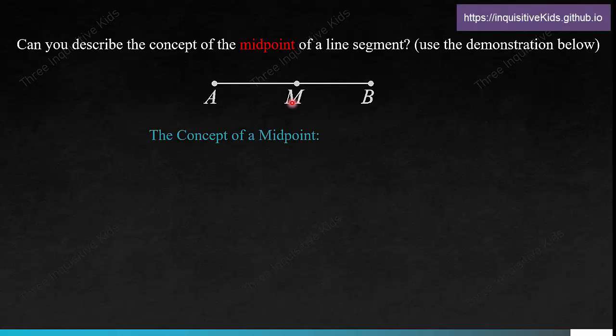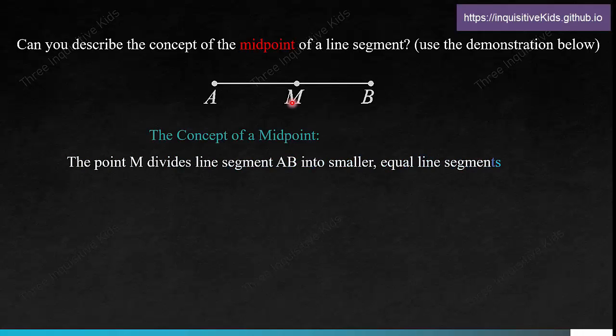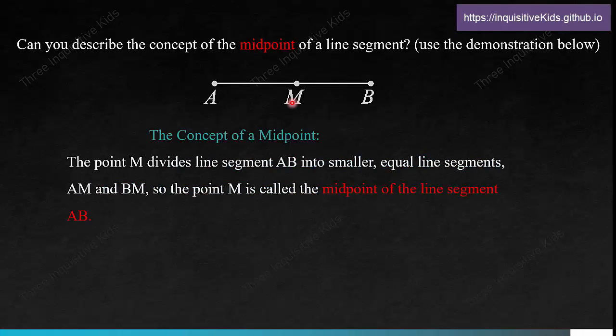Well, here's a few ways to put it. The point M divides the line segment AB into smaller, equal line segments, AM and BM, so that point M is called the midpoint of the line segment AB. So what this is talking about is M divides the line segment AB into smaller, equal line segments. So each smaller line segment made by M, which is AM and MB, has the same value. It's dividing the line segment into 2 equal parts.